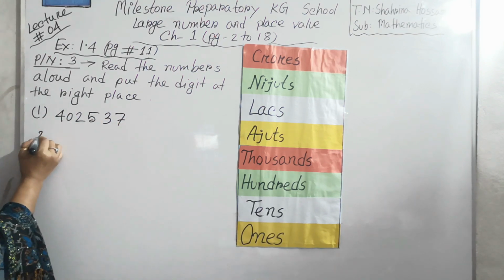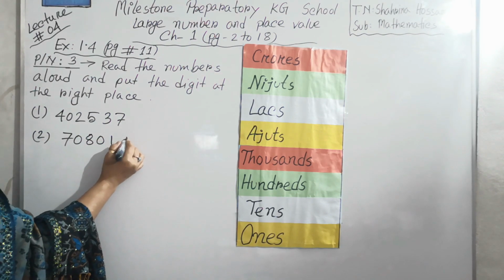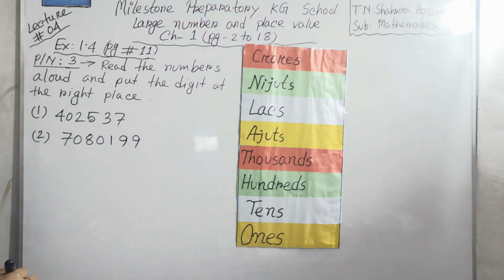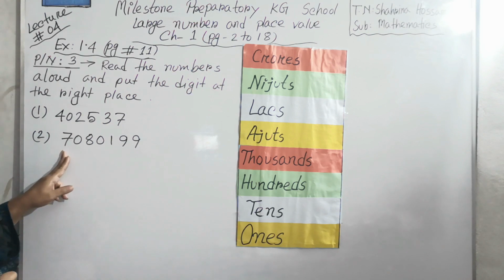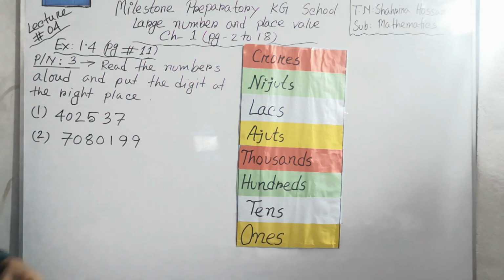402537, number 2, 7080199. If we read these numbers, we can read them as 4,02,537, and the second number 70,80,199. Now we will put the digits in the right place.